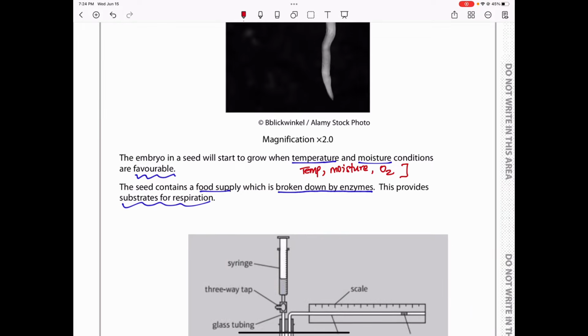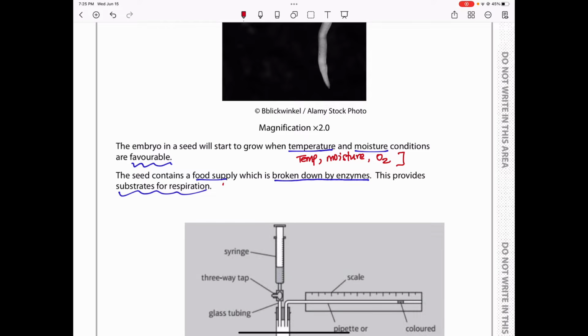They said the seed contains a food supply. The example here could be starch, which is broken down by an enzyme. An example of an enzyme is amylase, and this provides substrates for respiration. If a substrate is provided for respiration, it means we might have something like glucose, and then this combines with oxygen, producing carbon dioxide and water.